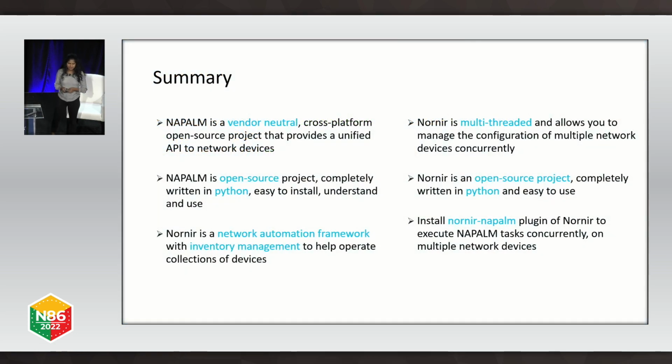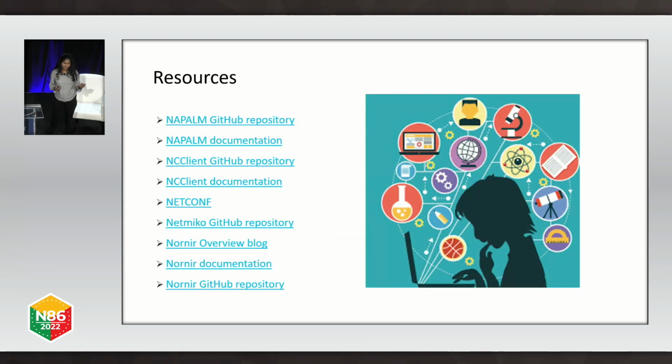So that's all with my session, and today we have learned what is NAPALM and what are the benefits of NAPALM. Its main feature is that it is vendor neutral and open source. It's free to use, and Nornir provides the inventory management and concurrency, the multi-threaded feature. So it's great to use. If you get a chance, please go ahead and try it out. These are the different resources, you can check them out.